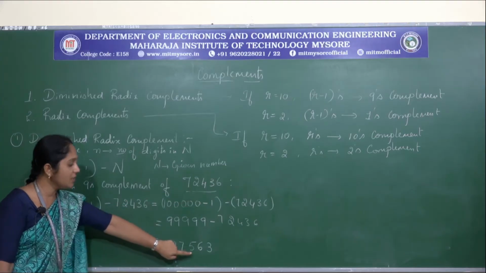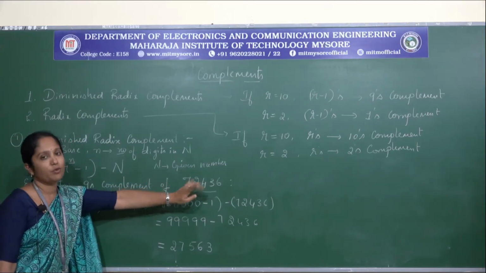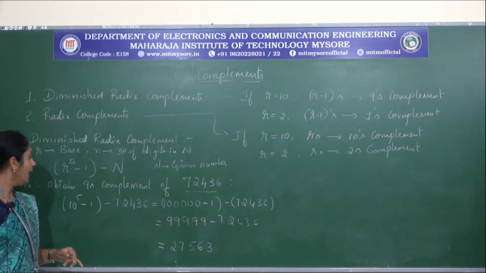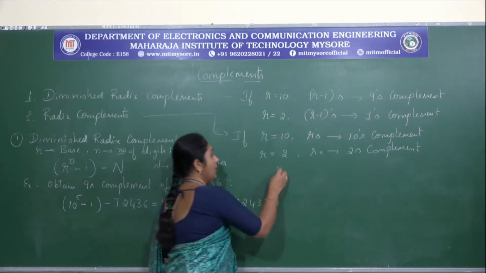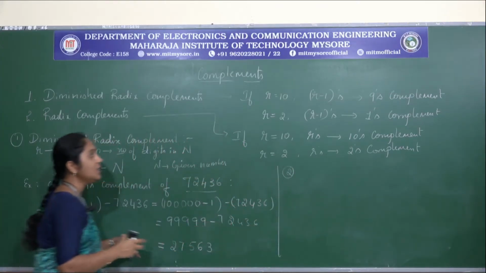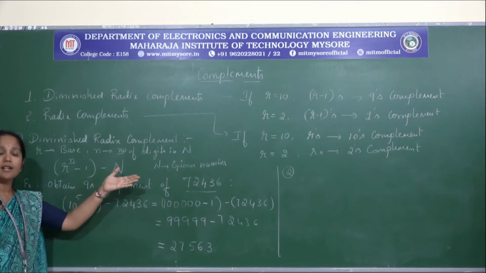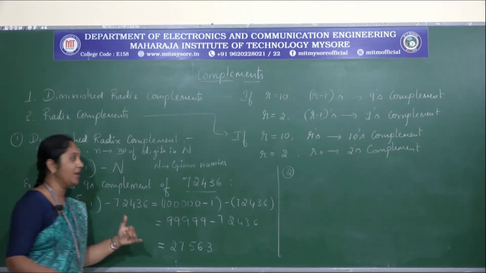So, 27,563 is the 9's complement of 72,436, okay. And now let me consider another example, but I am going to consider the second example in binary, because we have learned how to obtain 9's complement. Now we need to understand how to obtain 1's complement, okay.